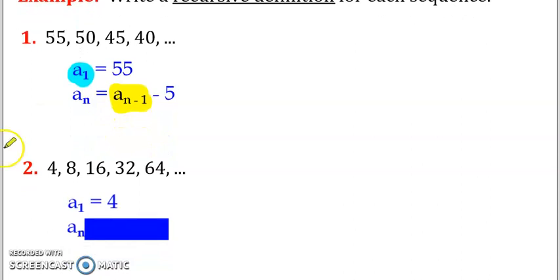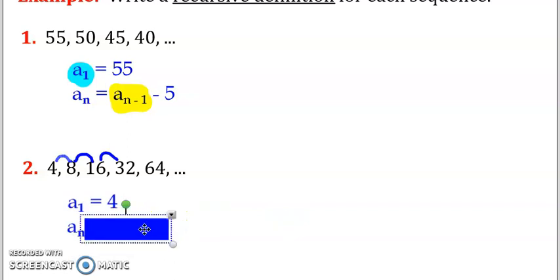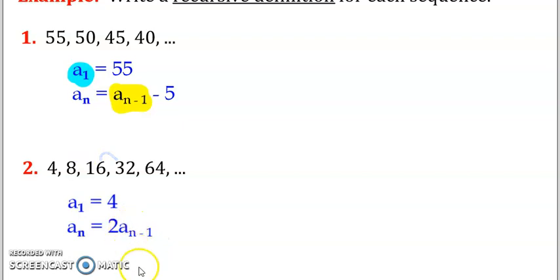All right, next one. We have 4, 8, 16, 32, 64. Well, I need to have what is my starting term. So I start off at 4. And then what am I doing to go from 4 to 8? And then 8 to 16. And then 16 to 32. Well, it looks like I'm just doubling. So my pattern here is take your previous term and double it. 2 times a sub n minus 1. That's as simplified as you can get it. Remember, a sub n minus 1 will always be featured in a recursive, and that just means the previous term.